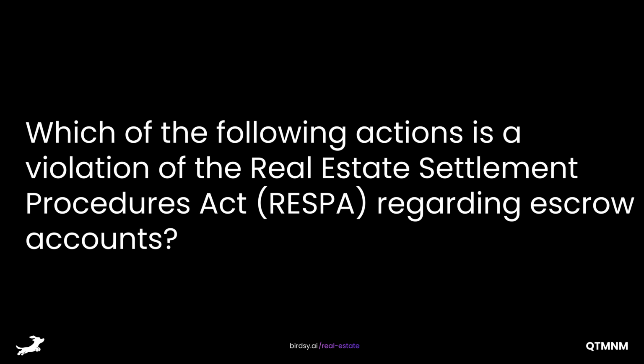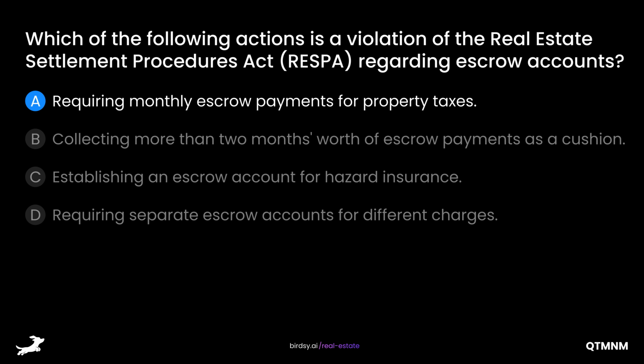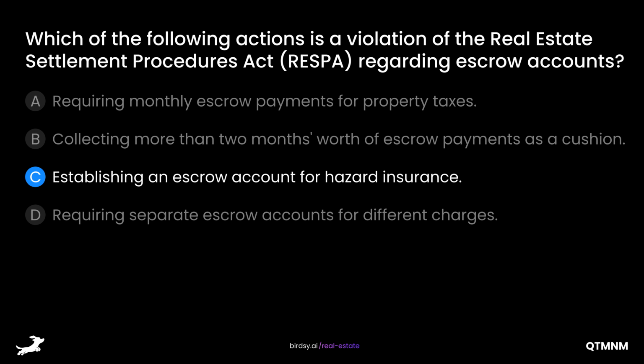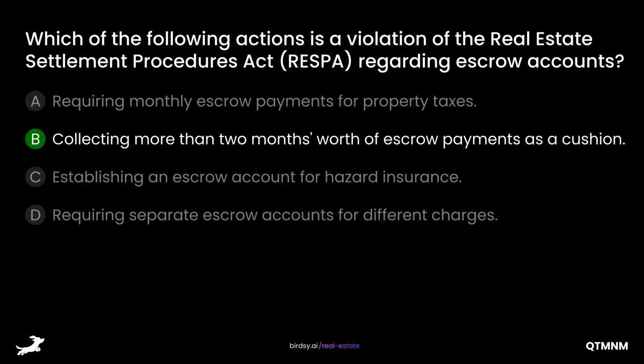Which of the following actions is a violation of the Real Estate Settlement Procedures Act regarding escrow accounts? Is it A, requiring monthly escrow payments for property taxes? B, collecting more than 2 months' worth of escrow payments as a cushion? C, establishing an escrow account for hazard insurance? Or D, requiring separate escrow accounts for different charges? The answer is B, collecting more than 2 months' worth of escrow payments as a cushion.